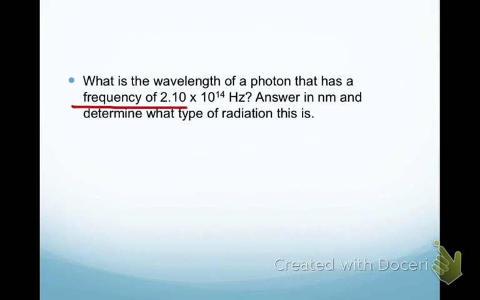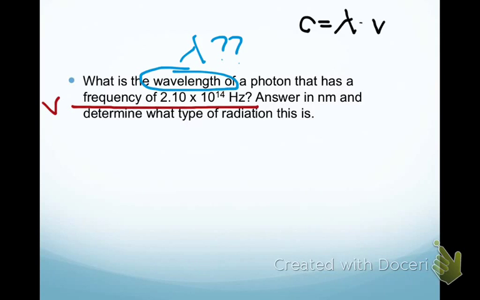I have a frequency this time. I don't know the wavelength. Wavelength is what I'm trying to find. What is the wavelength? So using my equation, c equals lambda times nu, wavelength is what I want to get by itself. So I end up with lambda equals c over frequency. I'll rewrite that down here.